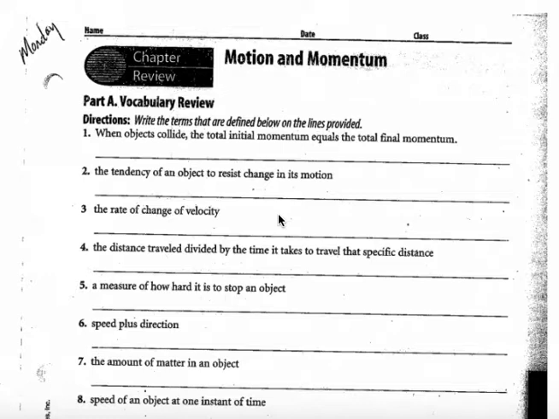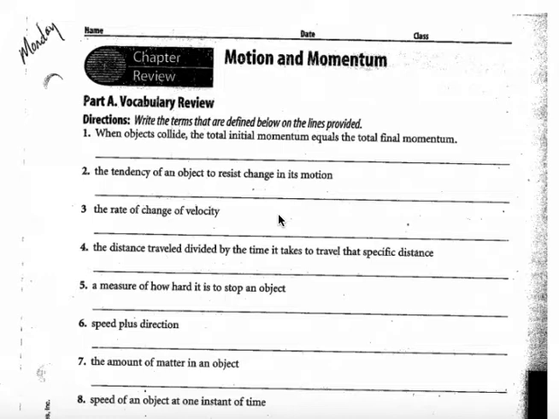Number 5, a measure of how hard it is to stop an object. How hard it is to bring something to a stop is momentum. It's kind of looked at as the opposite of inertia, because inertia is the object's ability to resist a change in position, so it doesn't want to move. Momentum is something that's moving, not wanting to stop. Again, number 5, a measure of how hard it is to stop an object, that is momentum.